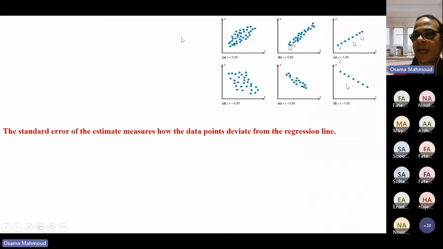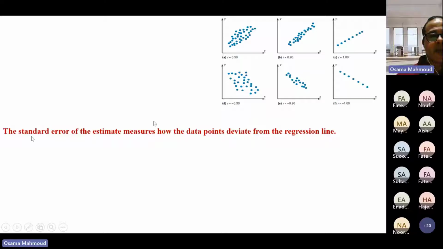Similar to the negative case, identical, no points outside the line, right? So it will be negative 1 because the scatter plot is going from left to right down. This one, similar to this case, the correlation coefficient is 0.9, but negative, because the relation from left to right is going down. So the relation is negative, the correlation coefficient is negative. Here, similar to this one, but going down. So it is bigger than minus 0.5 and up to zero, so it is a weak linear relation.